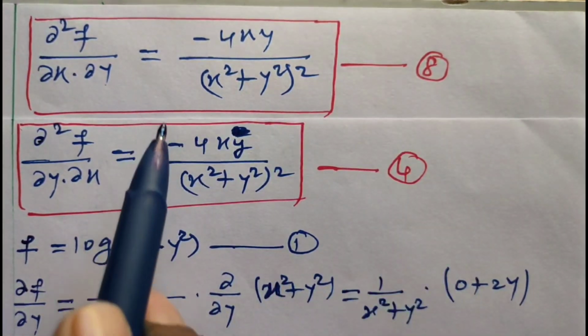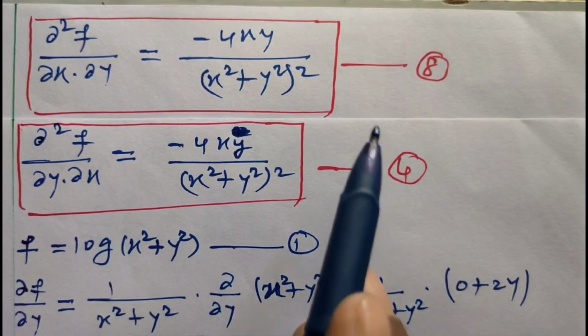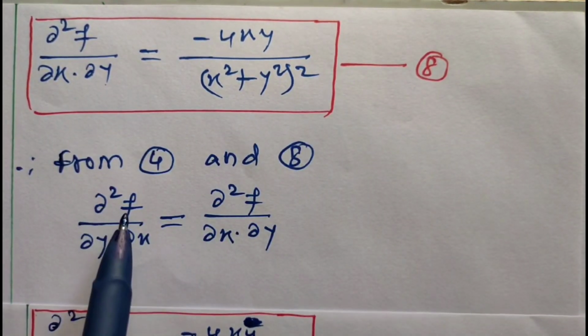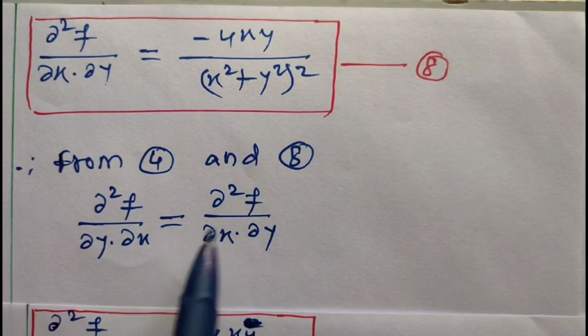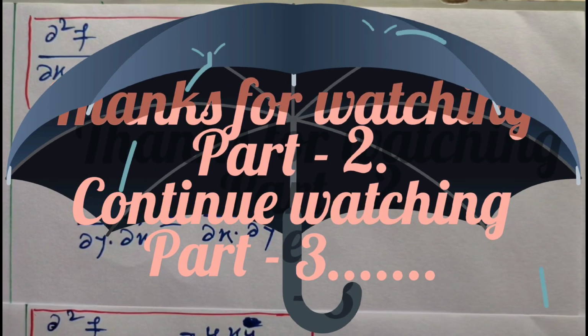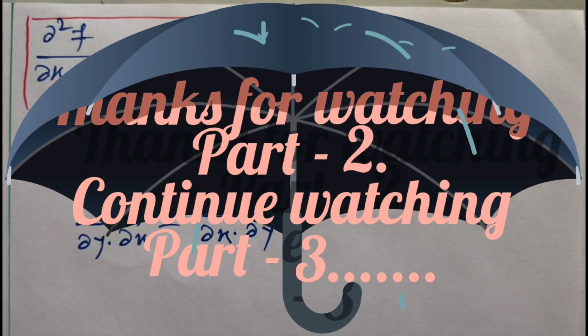Now from result number 4 and result number 8, ∂²f/∂y∂x can be written as ∂²f/∂x∂y. And this is the solution of the given sum. Let us stop here.